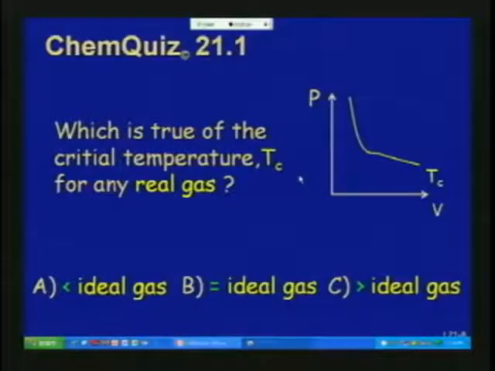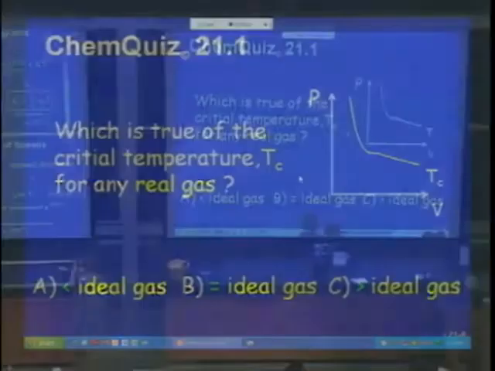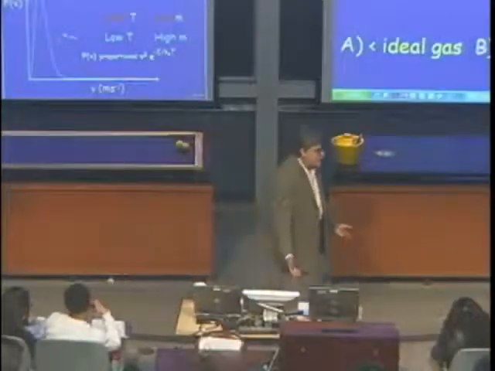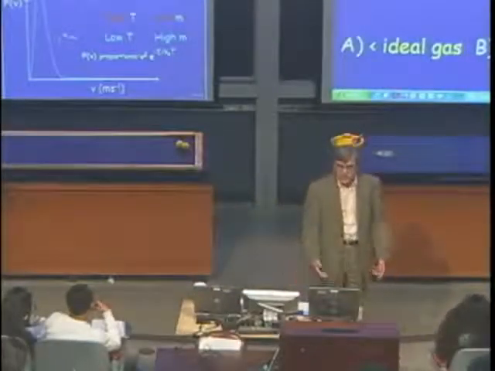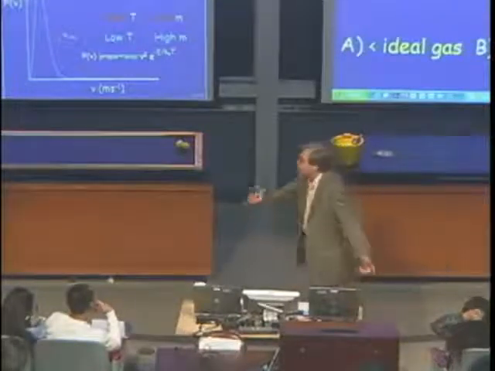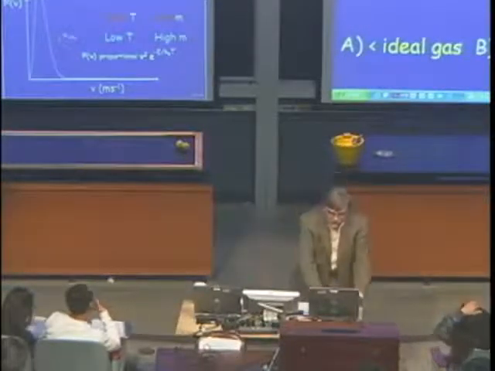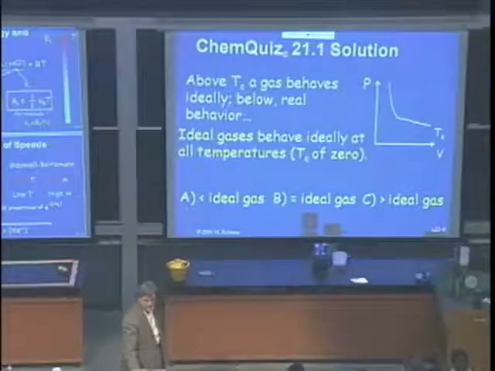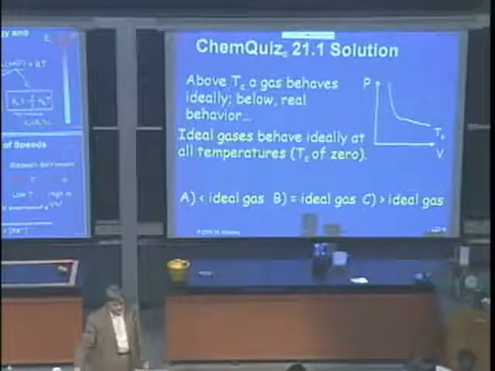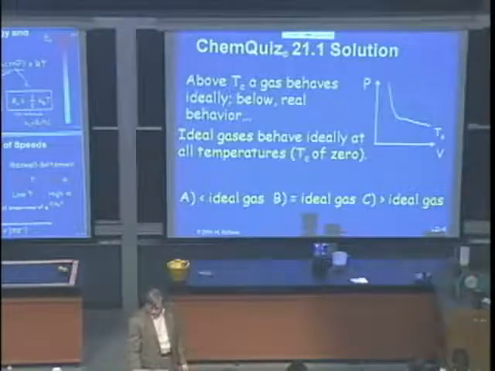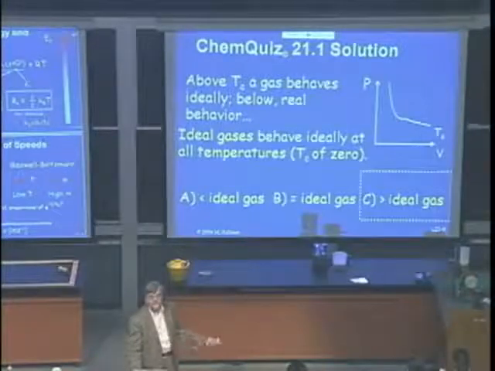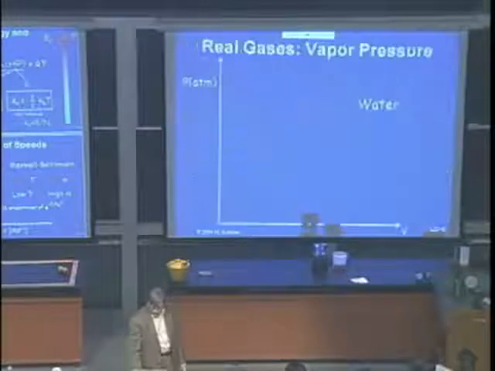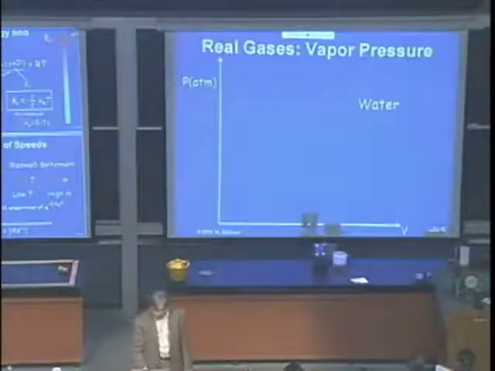What did I say? An ideal gas behaves ideal at any temperature. A real gas only behaves ideal above the critical temperature. So the critical temperature for any real gas has to be larger than that of the ideal gas. Okay? So ideal gases behave ideally at all temperatures, and the critical temperature is essentially 0. Okay, now let's do an experiment.